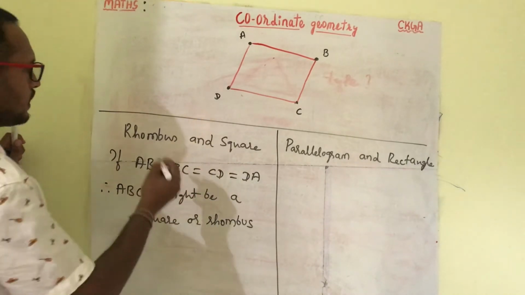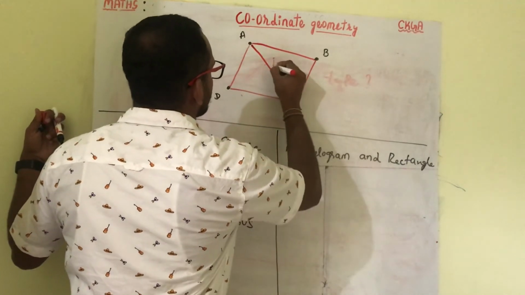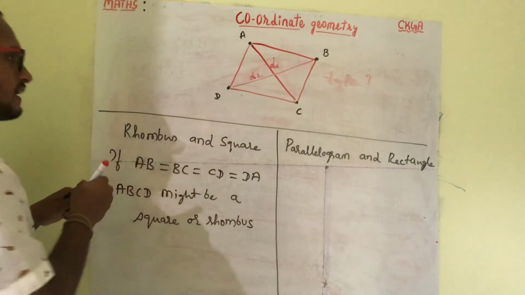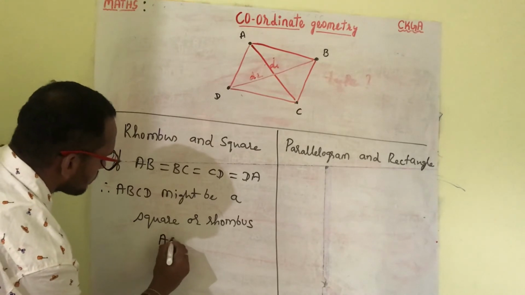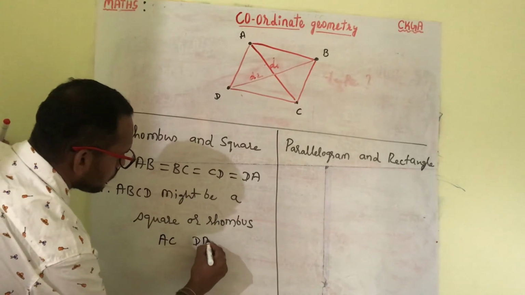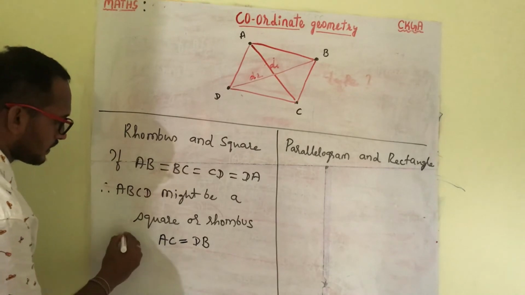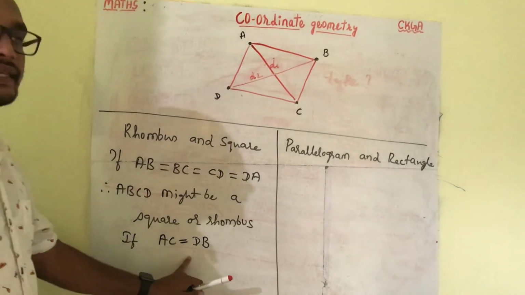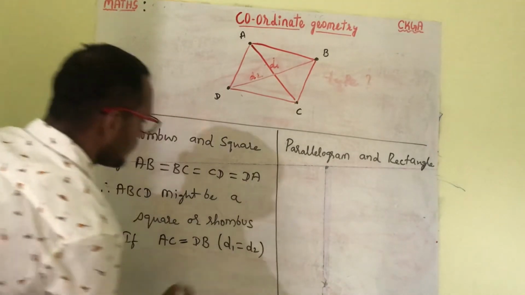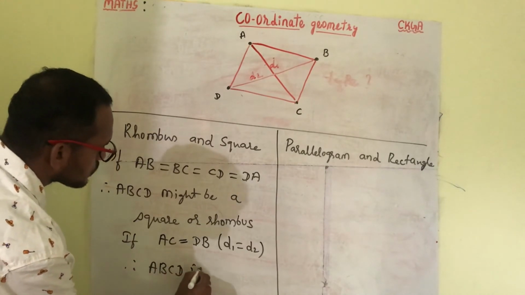What is that? So simple. Just find the length of AC, that is diagonal 1, and then join the other one, that is diagonal 2. You find the lengths of the diagonals, AC and the other one, DB. After finding the two diagonals, if AC is equal to DB, that is, diagonal 1 is equal to diagonal 2, then you can say ABCD is a square.